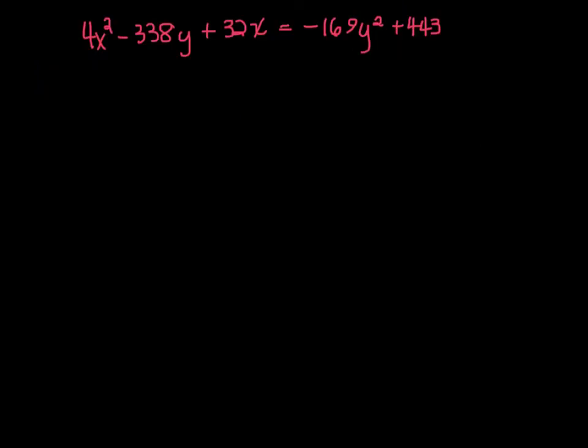Okay, so let's complete the square on this guy. And just like a circle, I have 2 squared variables. I have an x squared and a y squared, so I'm going to kind of double complete the square. I'm going to bring the x's together. And I'm going to bring the y's together. So I'm going to add that 169y squared over. I already have the 338y here. And I'm going to leave the 443 on the right side of the equation.